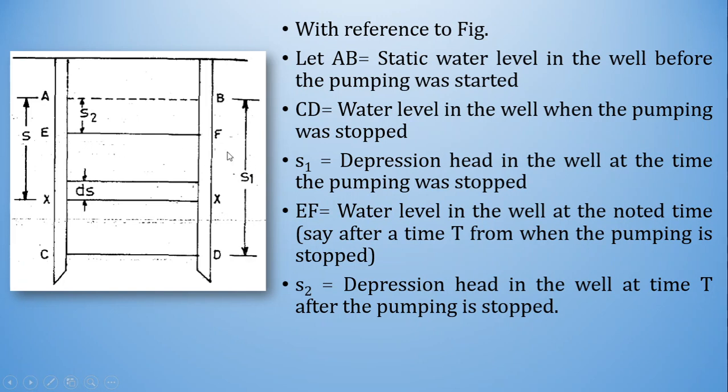EF is the water level in the well at the noted time, say after time T, from when the pumping is stopped. So after pumping is stopped, you allow the water to recuperate, and after time interval T, you will find this new level EF. So S2 is the depression head in the well at time T after pumping is stopped. This is the new drawdown or depression head S2.